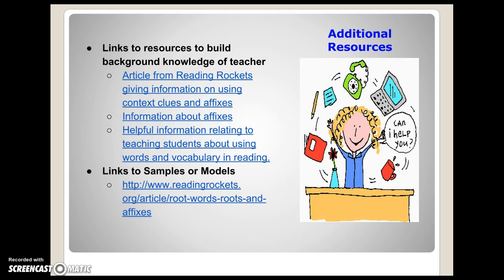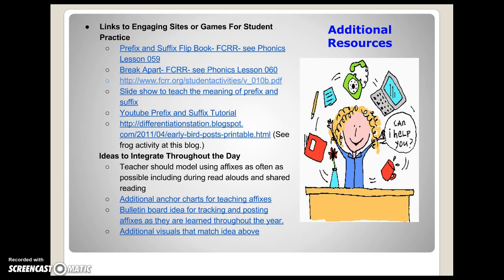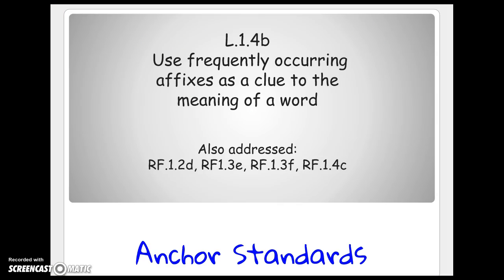On the next few slides you will see some resources. There are resources to help the teacher as well as students. Finally, at the bottom of this slide, you will find ideas to integrate this process throughout your day. L.1.4b. Use frequently occurring affixes as a clue to the meaning of a word.